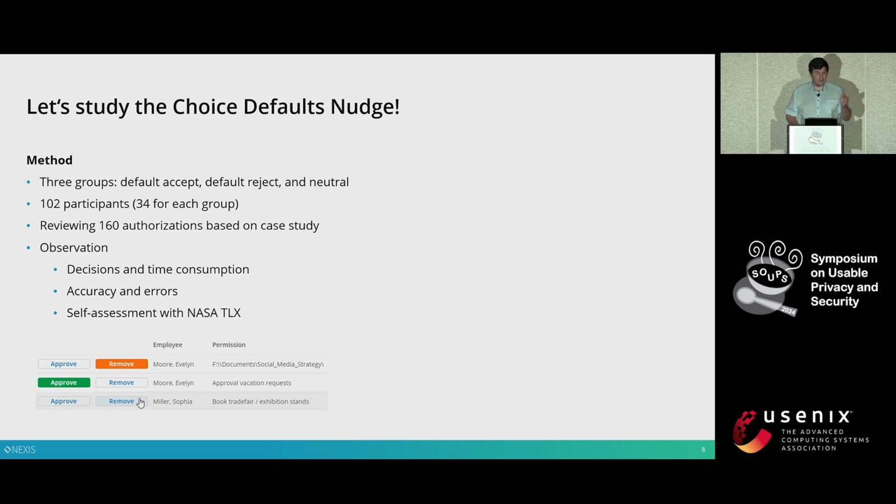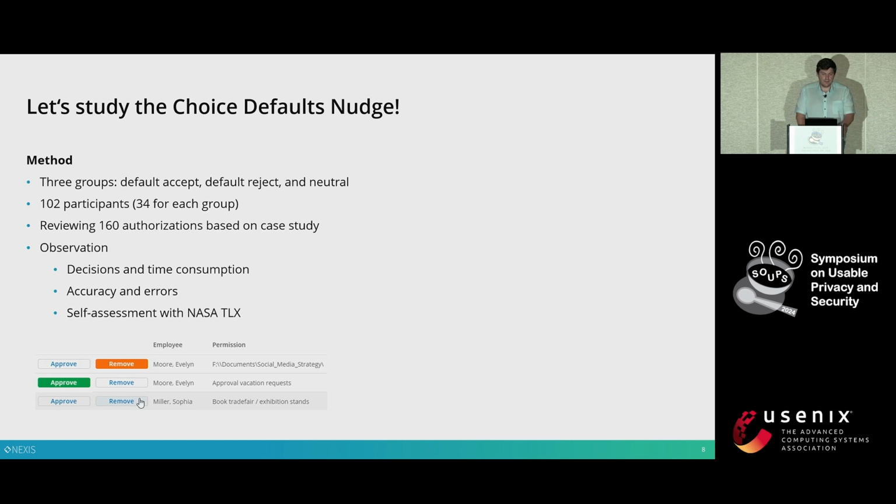The first configuration was presenting them a pre-selection where everything is already accepted. The second group was everything is already rejected. And the third group was a neutral configuration with no pre-selection at all. Then the participants had to review 160 authorizations based on a case study, so they knew which one should be correct and which one not. These 160 authorizations were split exactly in half. Like 50% of these authorizations were excessive access, and the other 50% were actually correct.